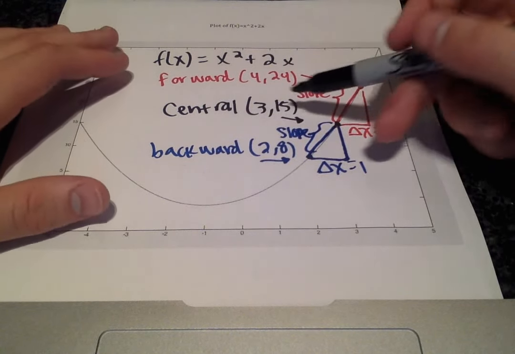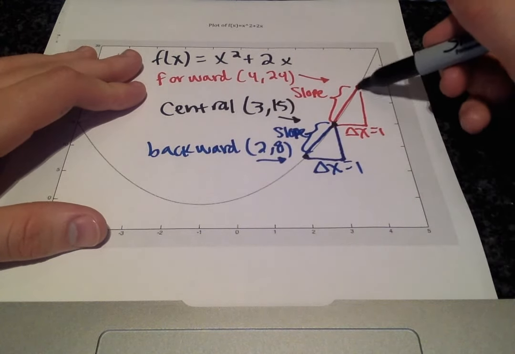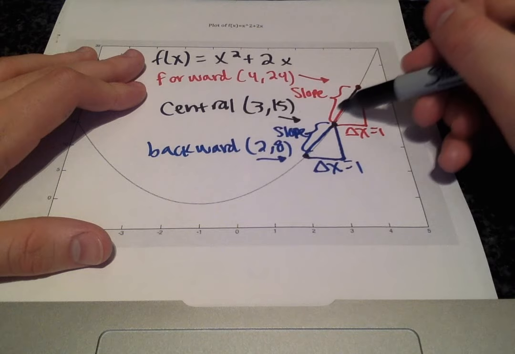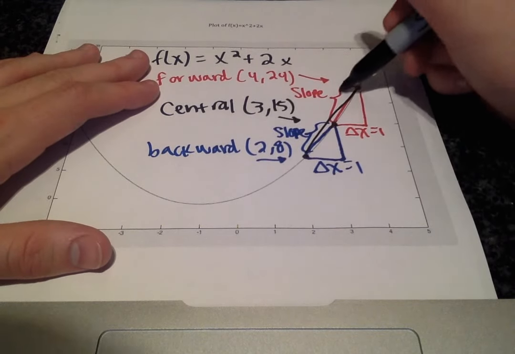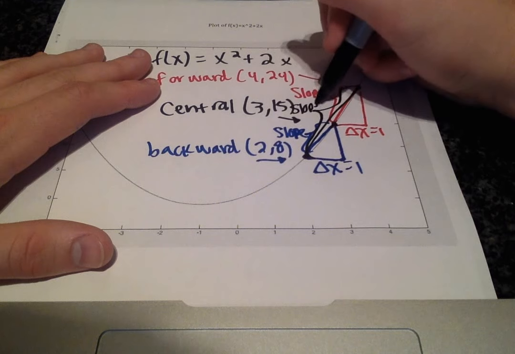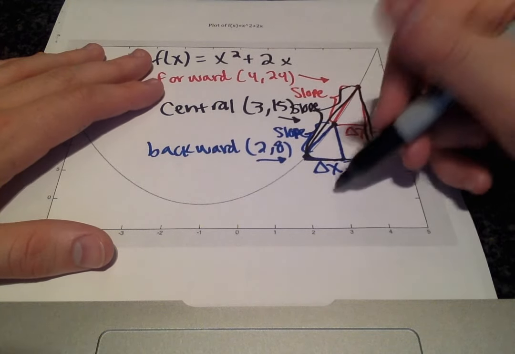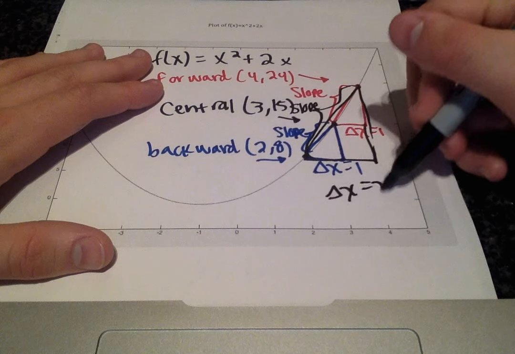And also I want to point out the central difference method is the slope between both of these points. Getting sloppy now. So that takes both of these points into consideration, where the step size was 2.